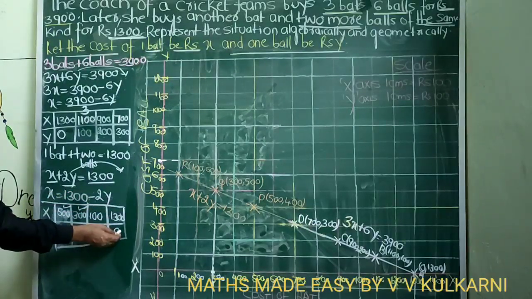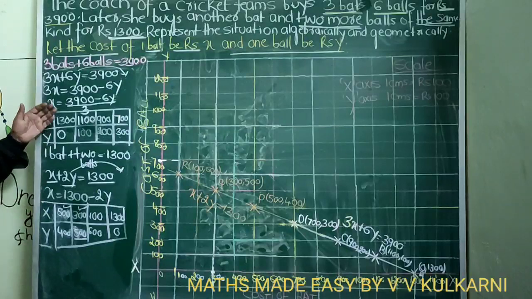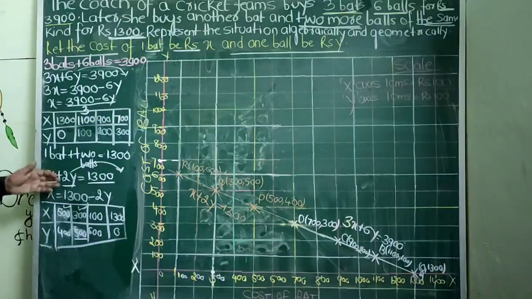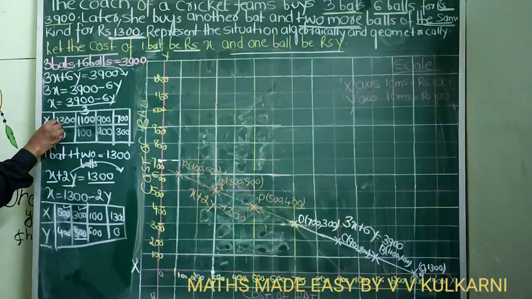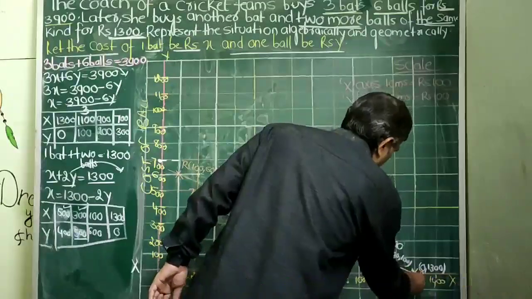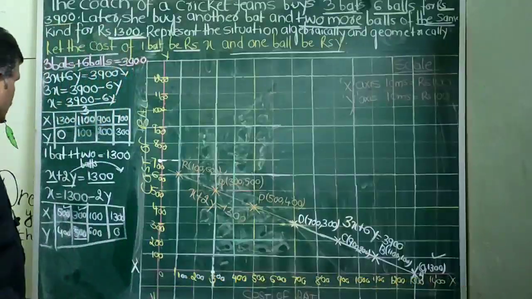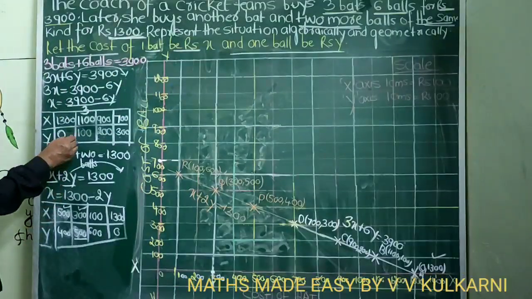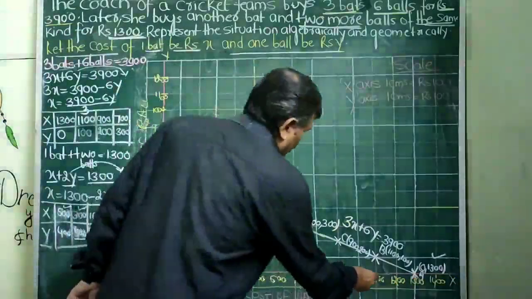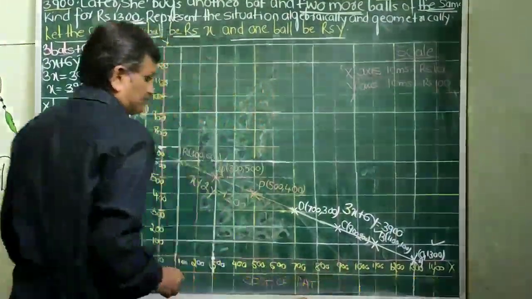Suppose if I put Y as 0, then X will be equal to 1300. So these points I have got. Now I have to plot the graph. So when X is 1300, Y is 0. So children, when X is 0, Y is 1300. This is the point. Then again, when X is 1100, Y is 100. You can see here, when X is 1100, Y is 100. So this second point is there.